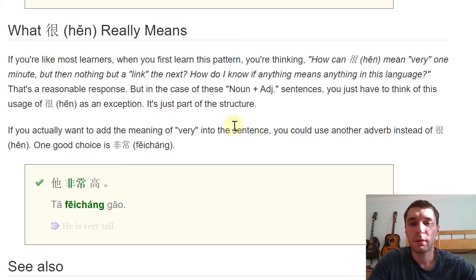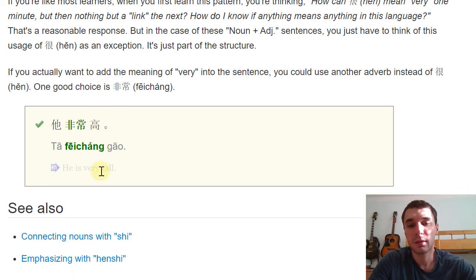So I think you got it. So how do I know if anything means anything in this language? That's a reasonable response. But in the case of these noun plus adjective sentences, you just have to think of this usage of 很 as an exception. It's just a part of the structure. Okay? So if you see somewhere 他很高, 很 is just a part of the structure. And I think you got it.